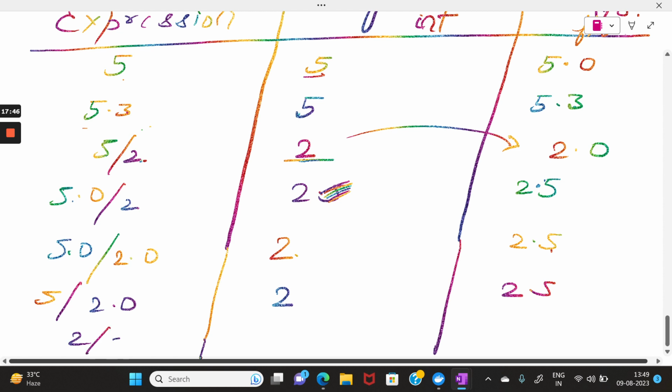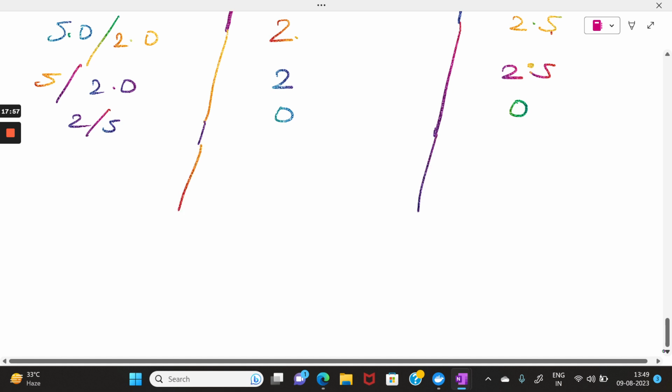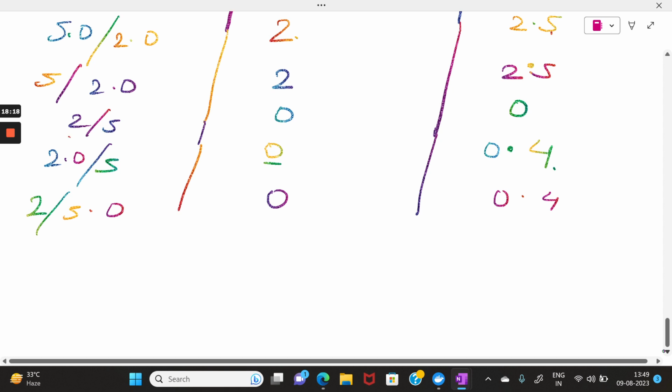If it is 2 upon 5, the integer part will be 0, and the float part also will be 0, because its value will always be 0 only. It won't compute as 0.4. But it will compute as 0.4 when it is 2.0 upon 5. When it is assigned to int, it is 0, and when it is assigned to float, it is 0.4. Similarly, when we have 2 upon 5.0, it will be 0 in the int part, and 0.4 in the float part. So just keep this in mind.